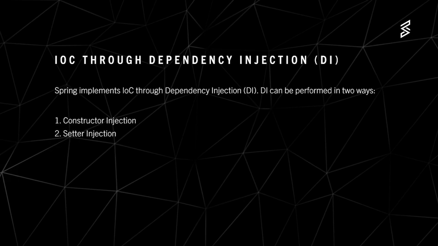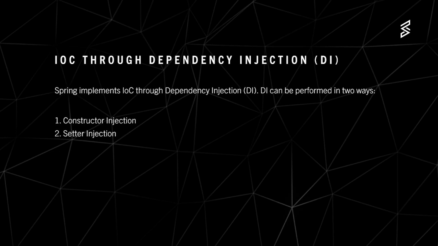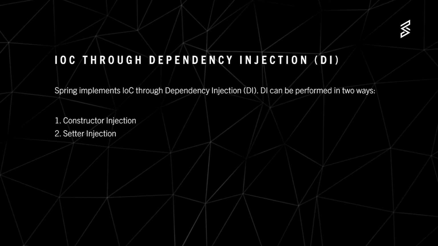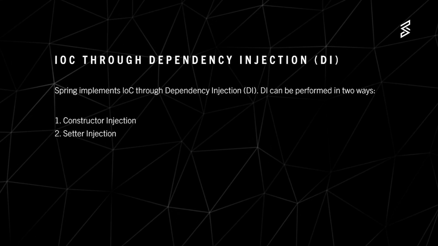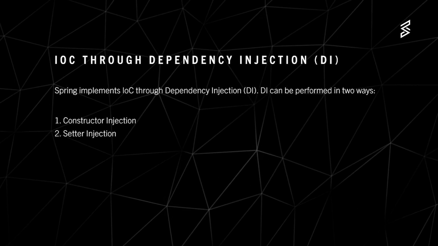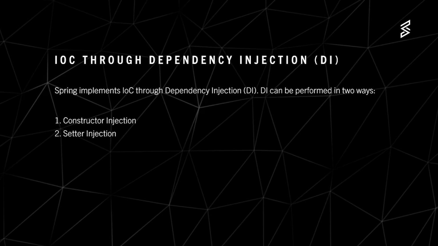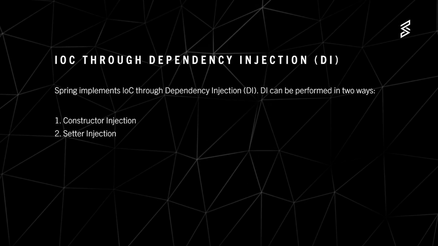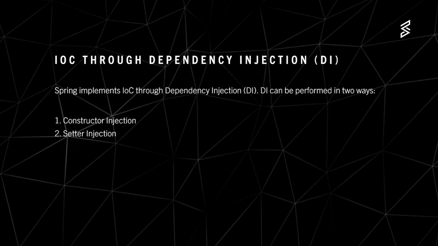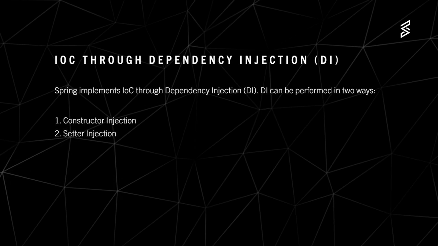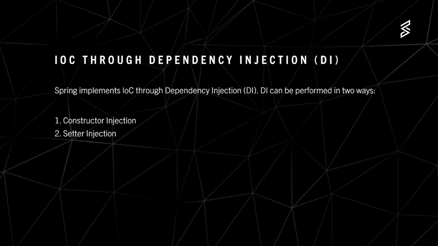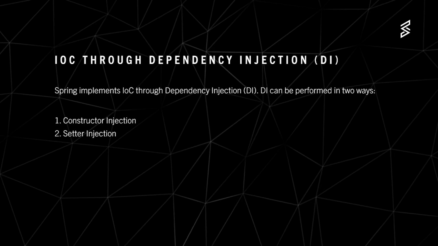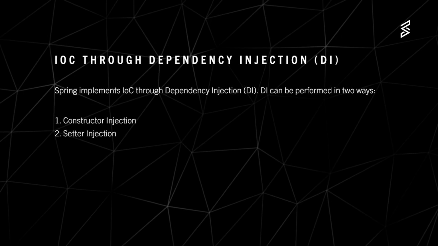IoC through dependency injection. In Spring, IoC is primarily achieved through dependency injection. There are two main ways to inject dependencies. Constructor injection, where the dependency is passed via the constructor. Setter injection, where a setter method is used to assign the dependency. Both methods let Spring provide required components at runtime.